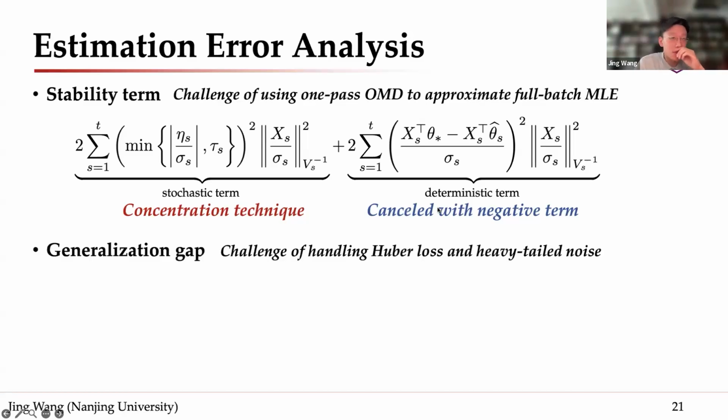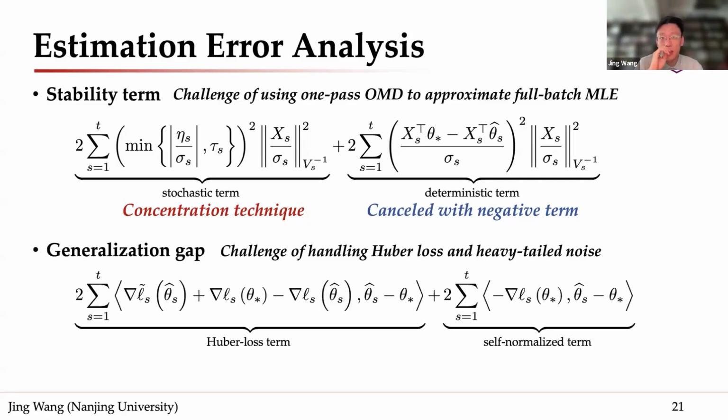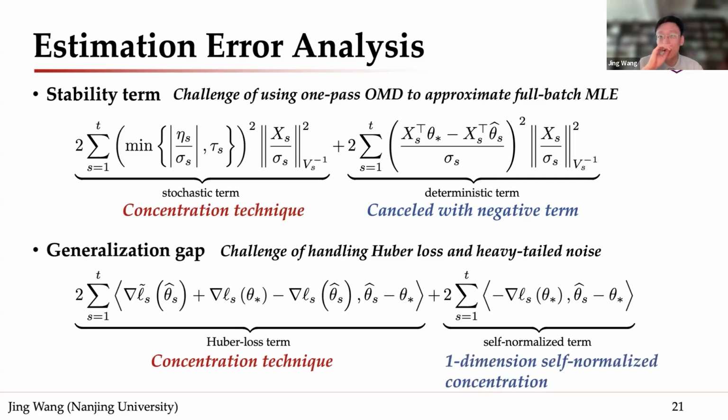And for the generalization gap, this shows the challenge of handling Huber loss and the heavy-tailed noise. So we can split it into two parts. One is the challenge brought by the special structure of Huber loss, and we can control this by some concentration techniques. And for the heavy-tailed noise, since we already controlled it by the Huber loss, by the normalization and some threshold, it can be controlled by the self-normalized concentration.